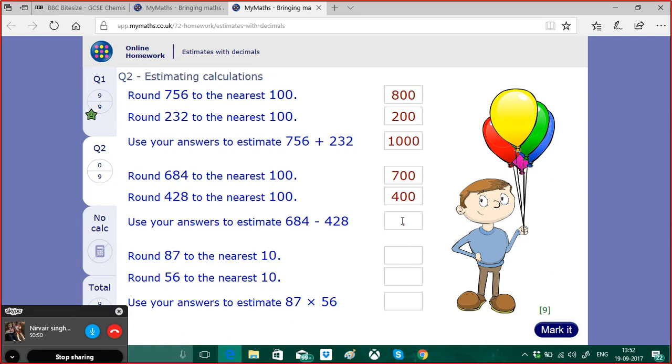The nearest 100 will be 300. Yes, that's right. You are absolutely right. Oh, sorry. I wrote there decimal. Yes, now round 87 to nearest 10. 87 to nearest 10 will be 90, and the next one will be 60. Okay, it will be 60. Then they are saying that use your answer to estimate this into this. So you can do that simply, 90 into 60.